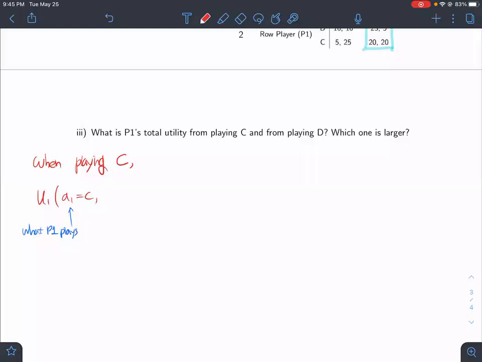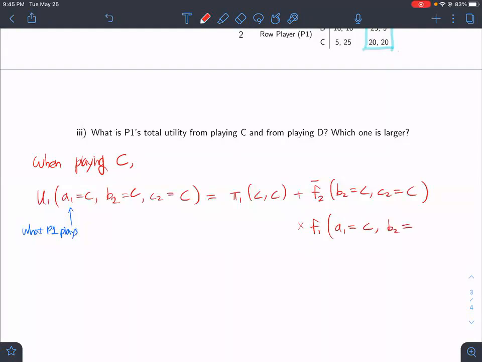And then my belief is that the second guy will be playing D. And then my second order belief is C. Oh, I'm sorry, the second guy is playing C. Then first we need to calculate the payoff, C and C, plus F2 bar, where B2 is C, C2 is C, times F1, A1 equals C, second guy plays C. Forgot to add 1 here.